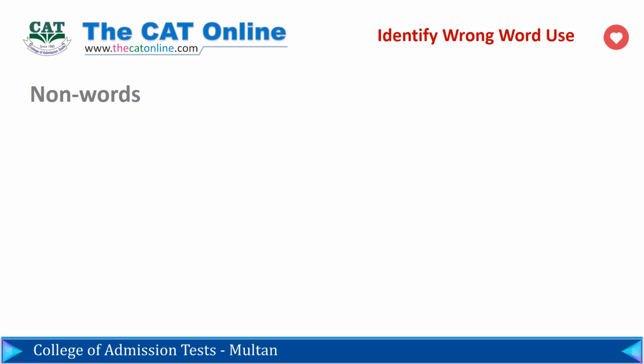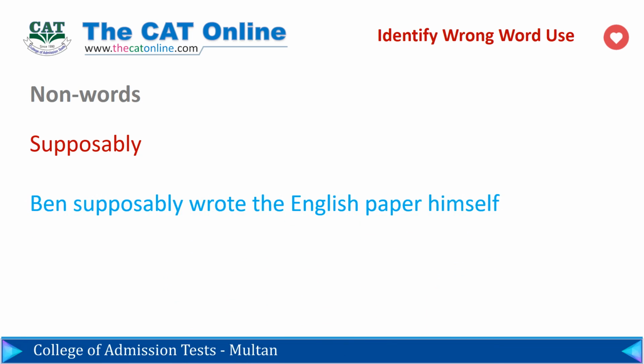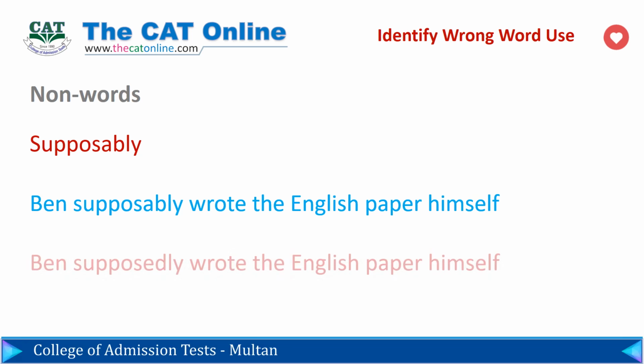Non-words. A final example of a non-word is supposebly. This non-word is often used in a sentence meaning theoretically, as in this example, Ben supposebly wrote the English paper himself. This is a case of simple mispronunciation. Speakers of this non-word really should say supposedly, since the root word is suppose, which means to assume. There is no B sound in this word. You should be sure to pronounce it correctly and say supposedly. The sentence should be, Ben supposedly wrote the English paper himself.